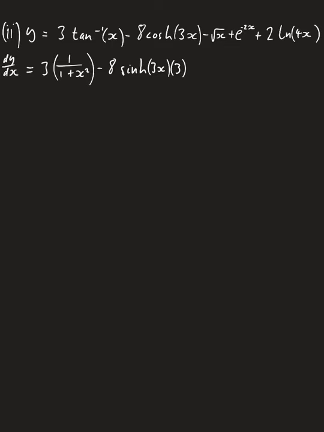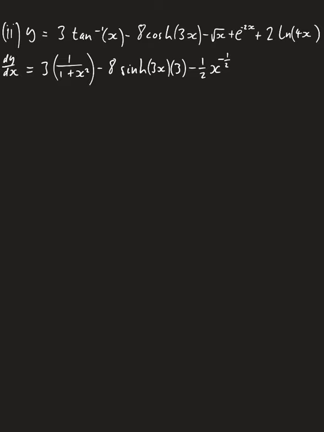The square root of x is x to the power of a half. So it's going to be minus. That power of a half comes down, and I take away 1 from the power. So I had a half, minus 1 gives me minus a half. So it's minus a half x to the power of minus a half.